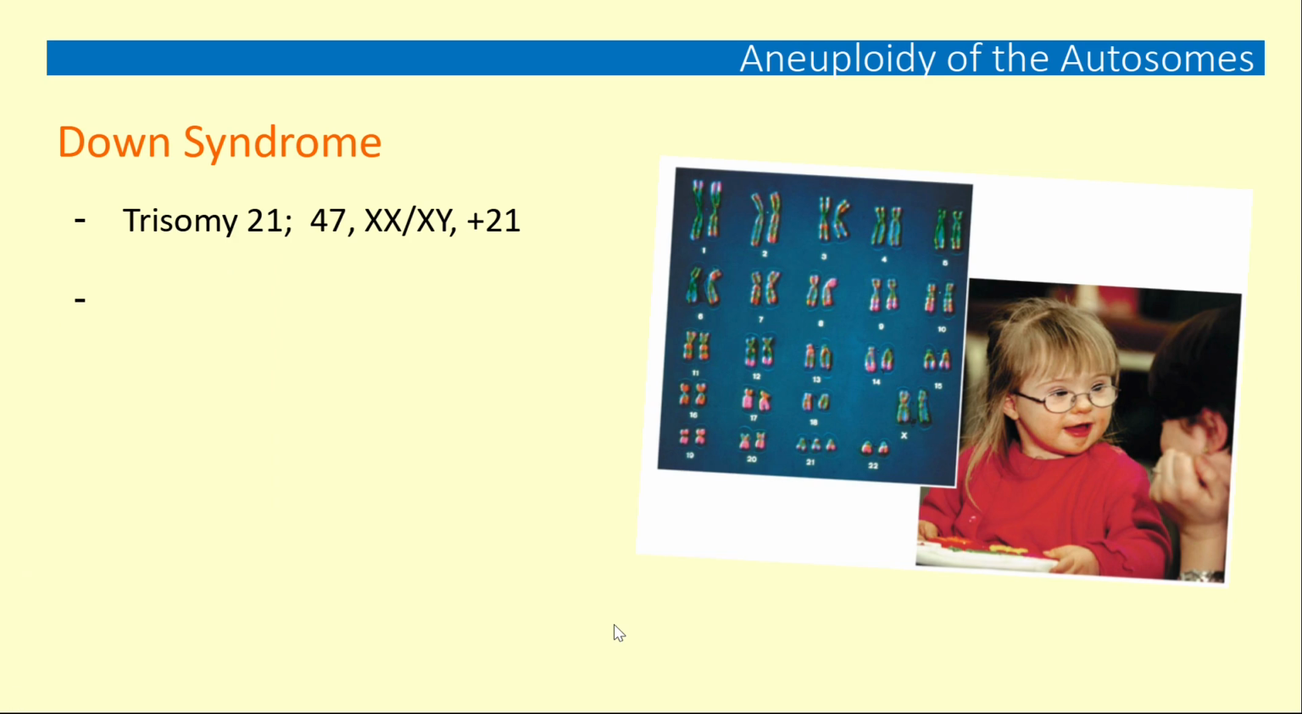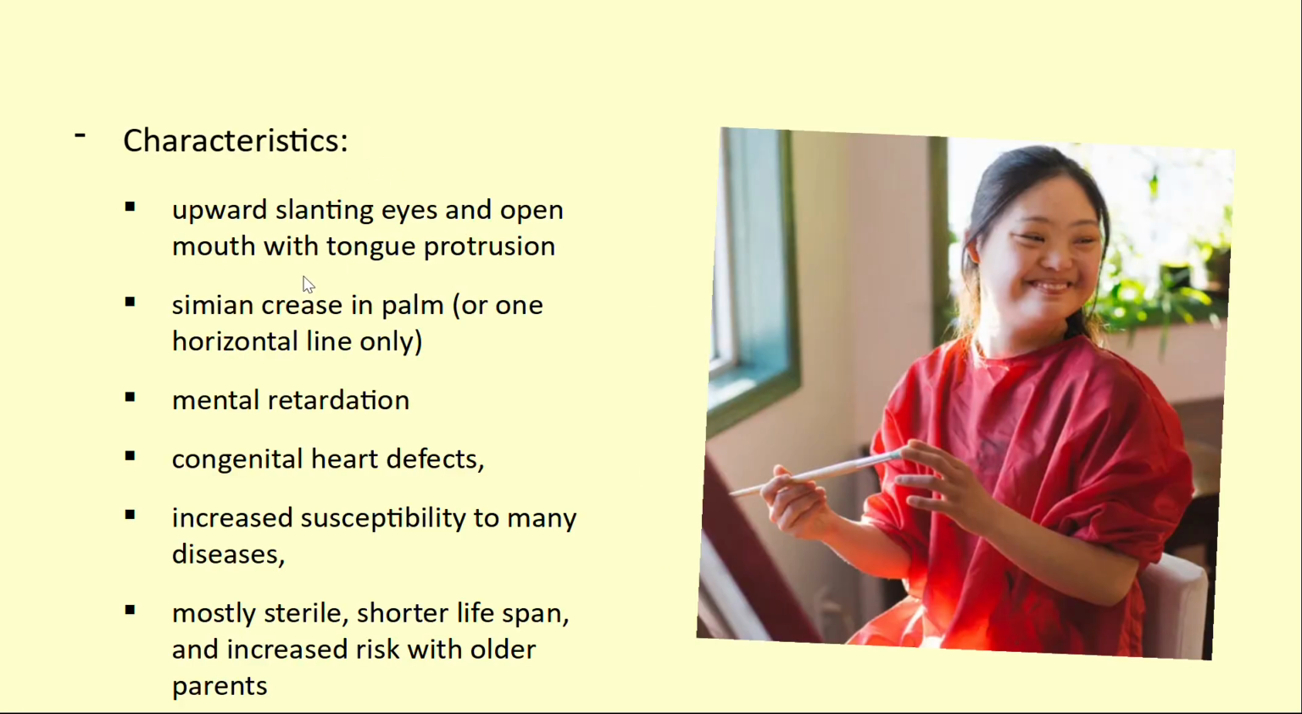Now for Down syndrome, trisomy 21, there are 47 chromosomes, and you're already very familiar with it. Simian crease in the palm, mental retardation, upward slanting eyes.